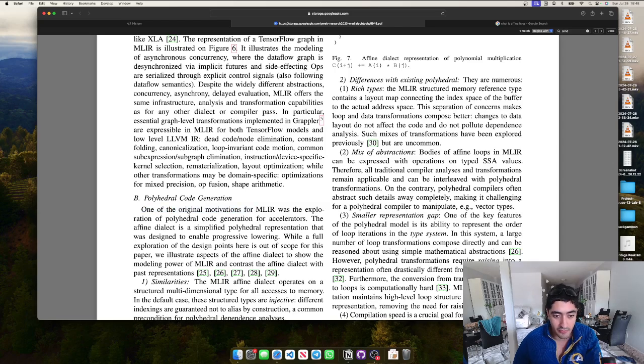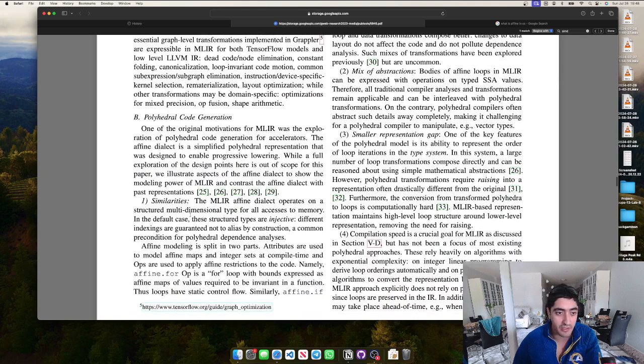One of the original motivations for MLIR was the exploration of polyhedral code generation for accelerators. The affine dialect is a simplified polyhedral representation that was designed to enable progressive lowering while a full exploration of the design points here is out of scope for this paper. We illustrate aspects of the affine dialect to show the modeling power of MLIR and contrast the affine dialect with past representations.